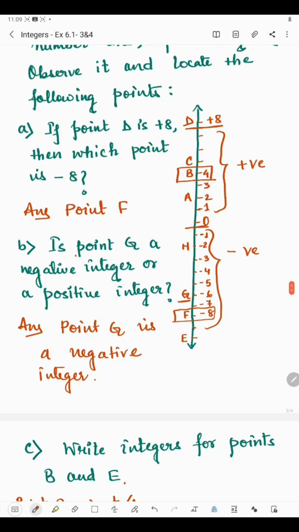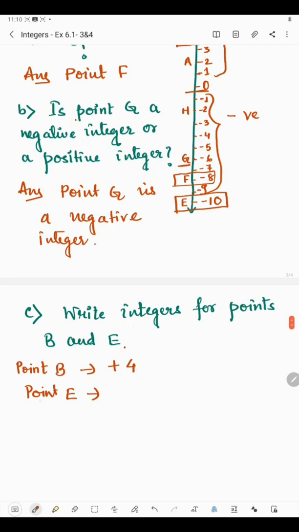Now see, point E is below 0. Here point F shows minus 8, then minus 9, then minus 10. So here is point E. So point E shows minus 10. Okay, so point E represents minus 10.